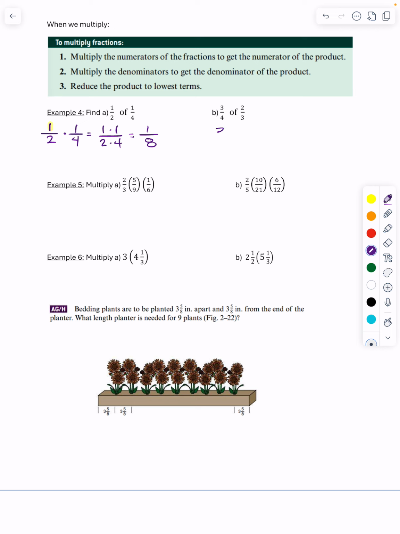So B, 3/4 times 2/3. 3 times 2 over 4 times 3, we get 6/12. Since 6 divides both of those, we can reduce that to 1/2.